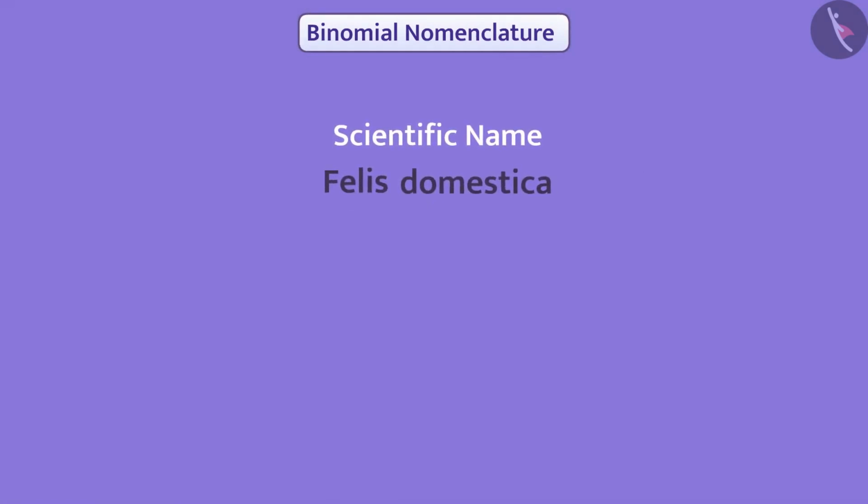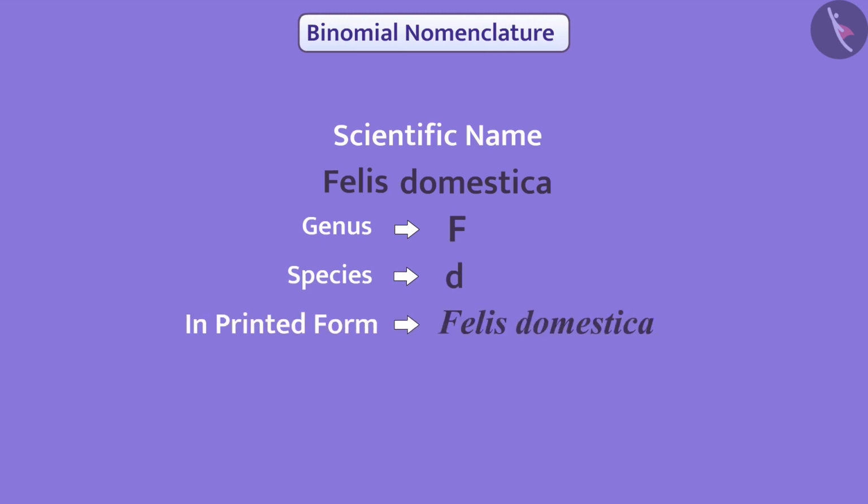While writing scientific names, we need to keep some rules in mind. Let's understand them. The genus name must start with an uppercase letter of the English alphabet. Species name must start with a lowercase letter of the English alphabet. In printed form, the scientific names are written in italics. But when these are written by hand, both the genus and the species are underlined separately.